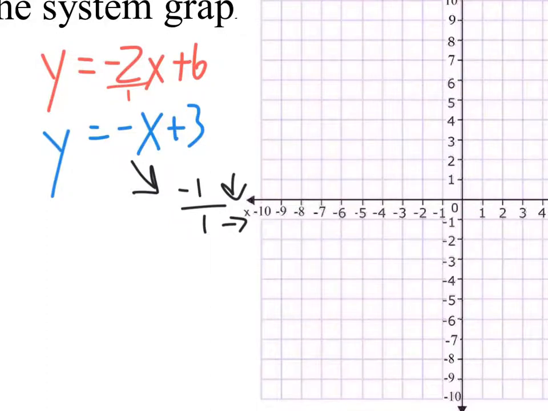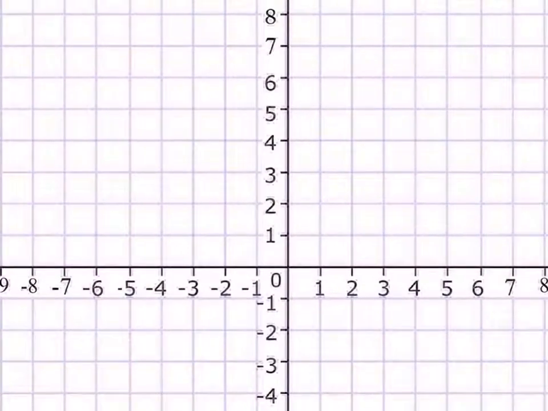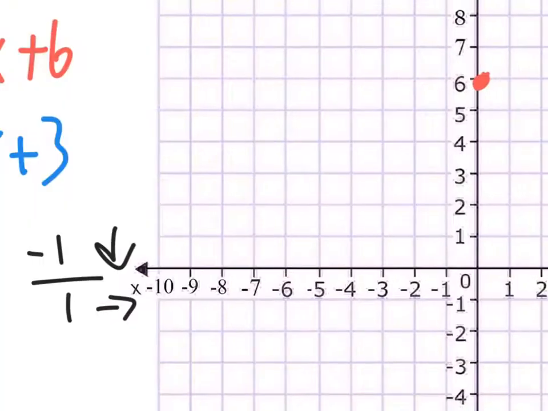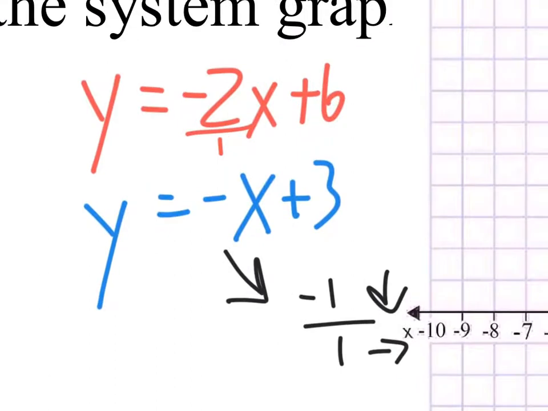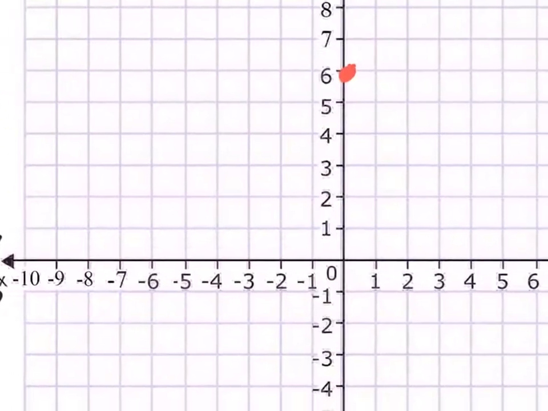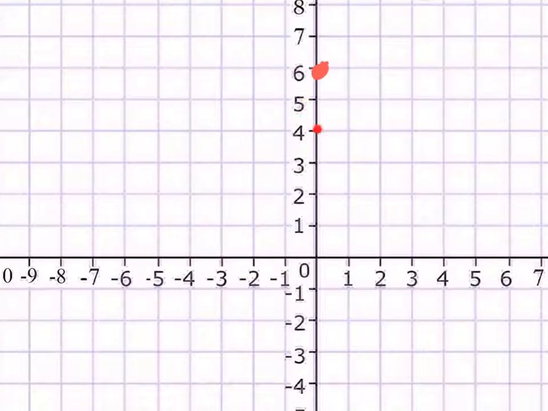So I'm going to start right here on the y-axis. And I remember that the slope is negative 2 over 1. So what we're going to be doing is going down 2 and then over 1. Great. And then we're going to be going down 2 over 1, and then down 2 over 1, down 2 over 1, etc., etc. Or up 2 and 1 to the left. Great, so we've got our first slope.